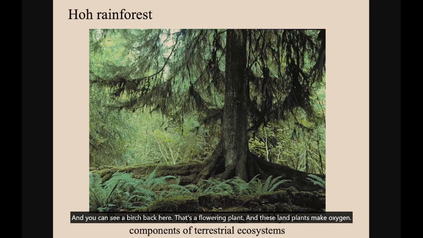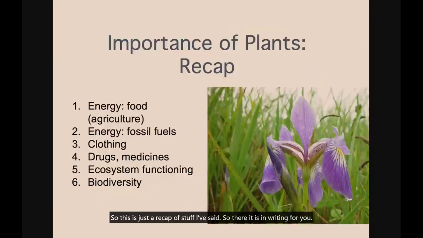And these land plants make oxygen. So one of the major reasons that plants are important is that they provide oxygen. Half of the oxygen, so every other breath you take, the oxygen in it is from a land plant. And every other breath is from a marine organism. It's all from photosynthesis. All the oxygen you get, the 21% in the atmosphere, is produced by photosynthetic organisms. So this is just a recap of stuff I've said, so there it is in writing for you.